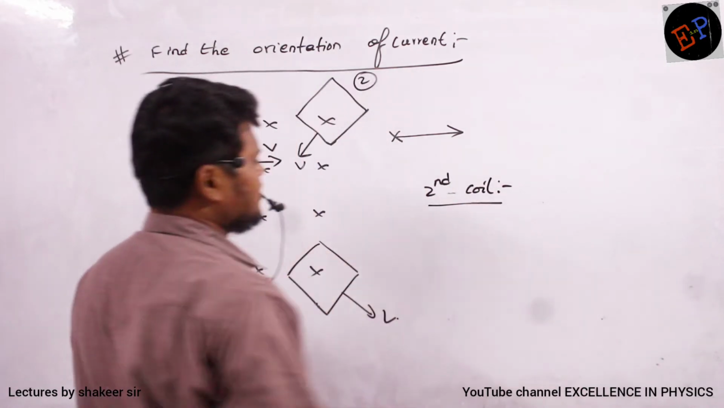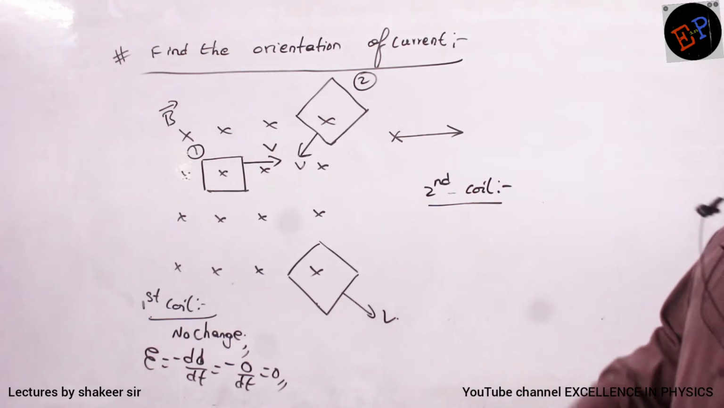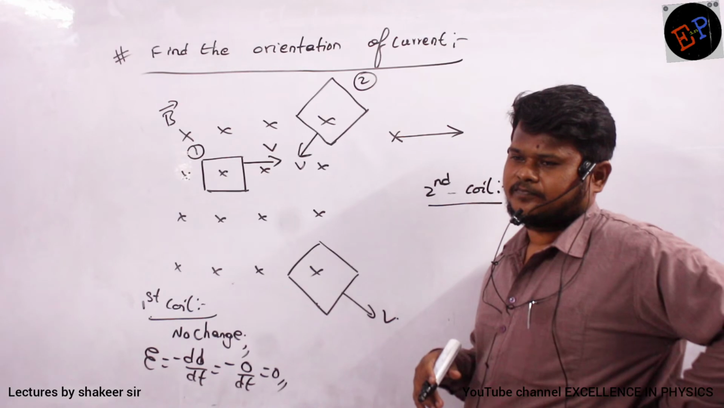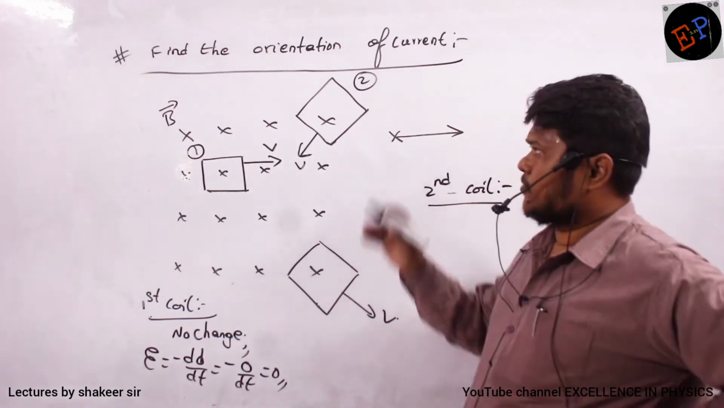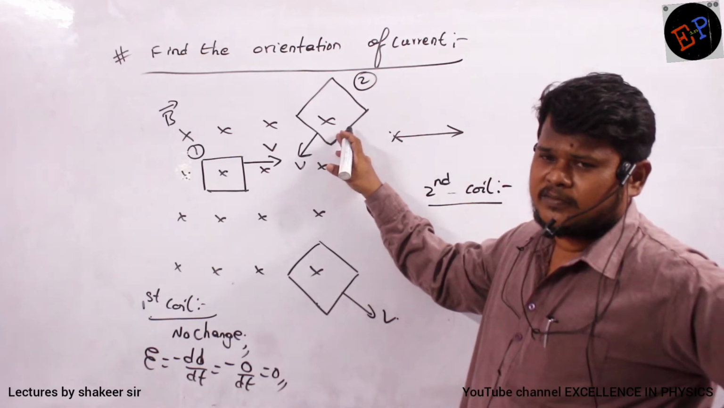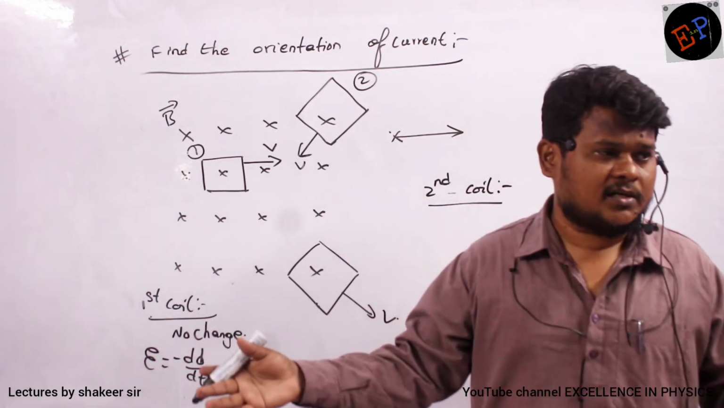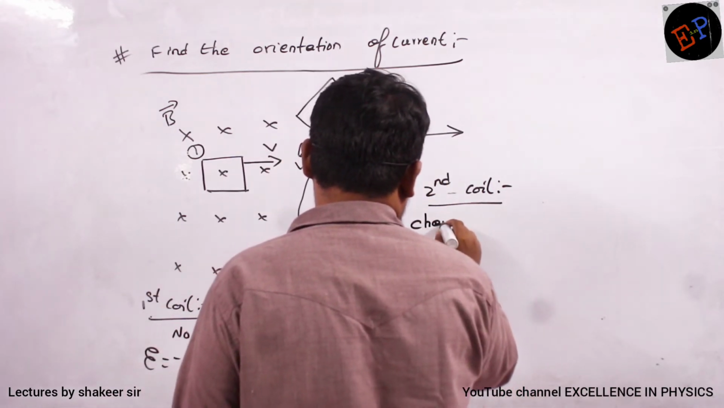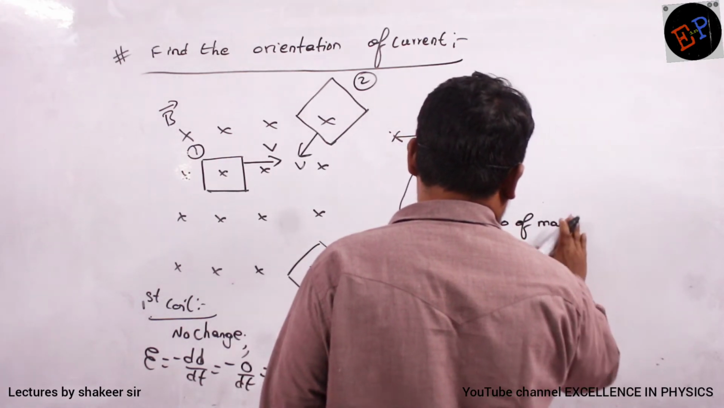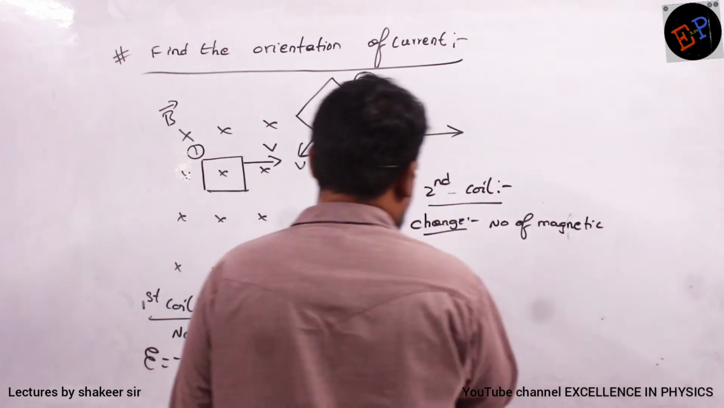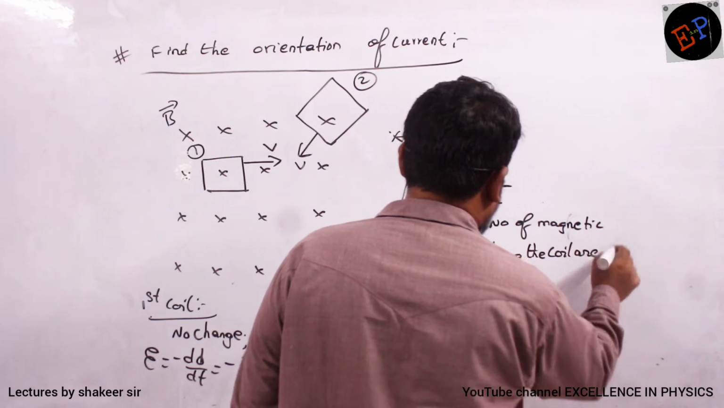Now can you say what is the change which is happening in the second coil? Entering. So if it enters, what change happens? Does flux increase or reduce? Increases. That is the change. If the coil is entering, previously only some 4 or 5 magnetic lines are touching. But when it starts entering, many magnetic lines are touching. So the number of magnetic lines touching the coil is increasing.